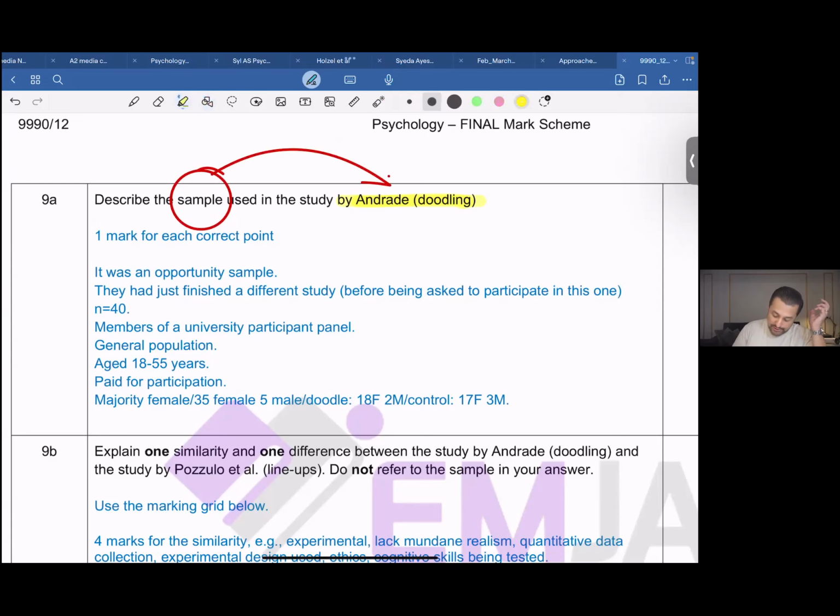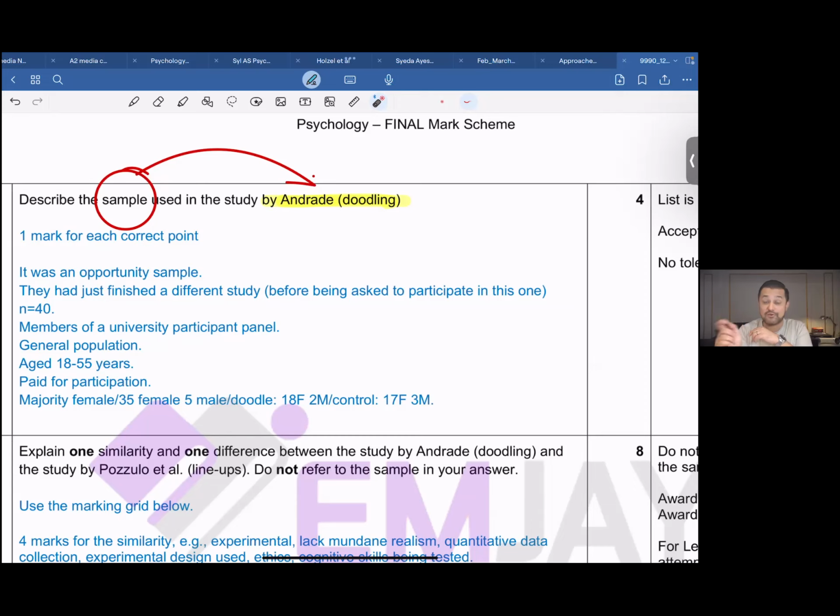Now, when the examiner used the word describe, if you simply mention it was an opportunity sample, you're just identifying the sample, you're not describing it. Remember, the question is asking you to describe it. So yes, it was an opportunity sample. They, that is the participants, had just finished a different study, before being asked to participate in this one, which I'm sure you would know if you've studied this particular research well.